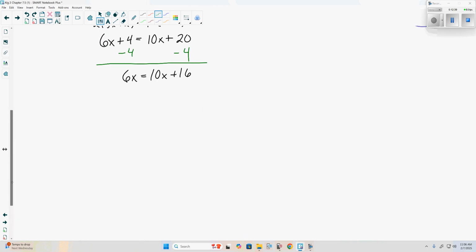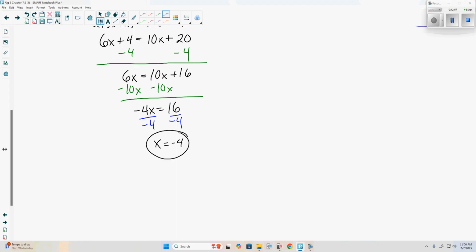What can we do next? We can minus the 10x, telling us that negative 4x is equal to, yes, and lastly we would divide by negative 4. So that's what, negative 4? X is equal to negative 4. That's not one of our restrictions, so x is equal to negative 4.